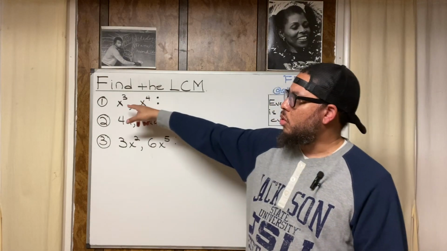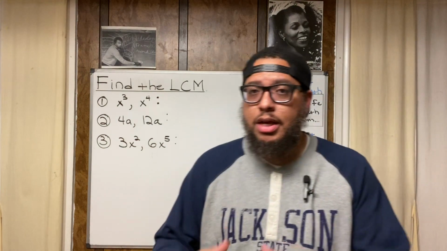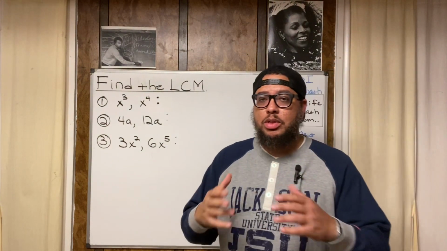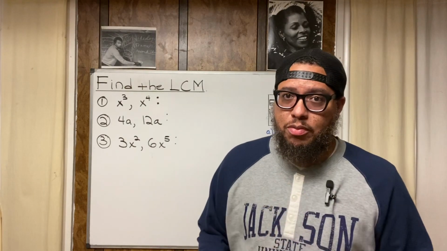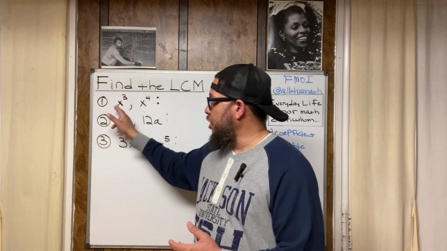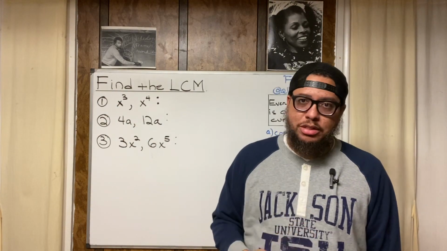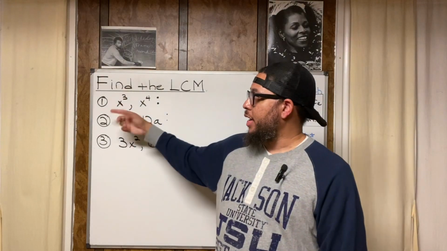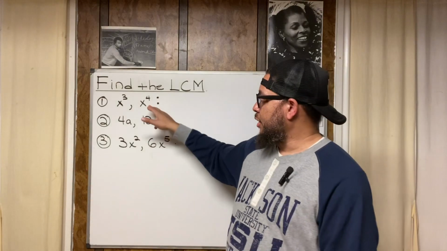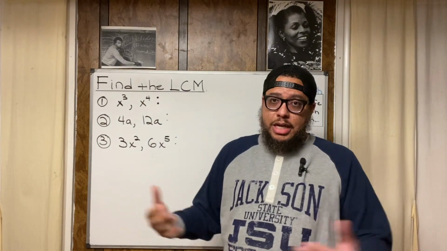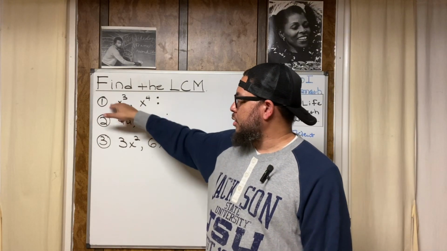Now, what happens if there's no number written? This is something you have to learn if you don't already know it. Think to yourself, what's understood doesn't need to be said. If there's ever no number written to the left of the variable, it's understood to be a positive 1. So this could be read as 1x to the 3rd, because that's how many x to the 3rds there are. This could be read as 1x to the 4th, because that's how many x to the 4ths there are. So it's one of these and one of these.